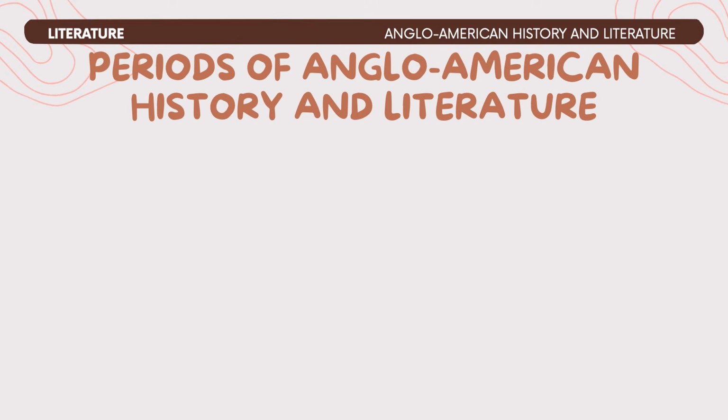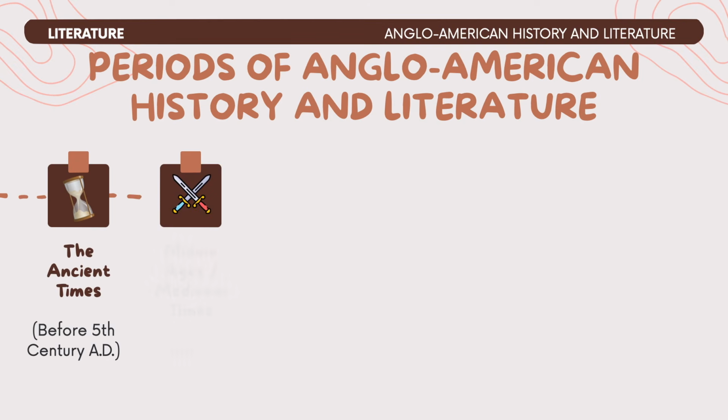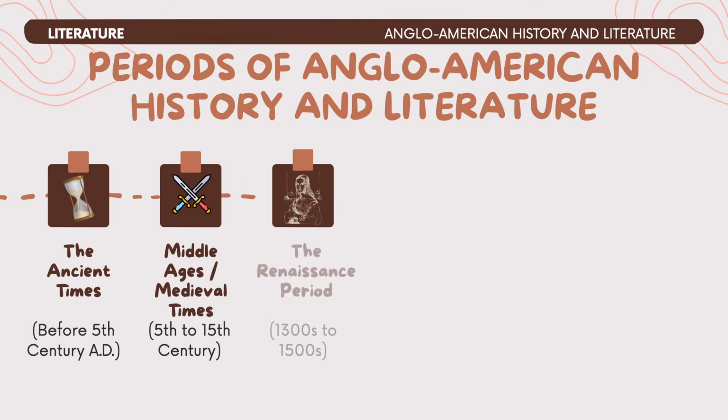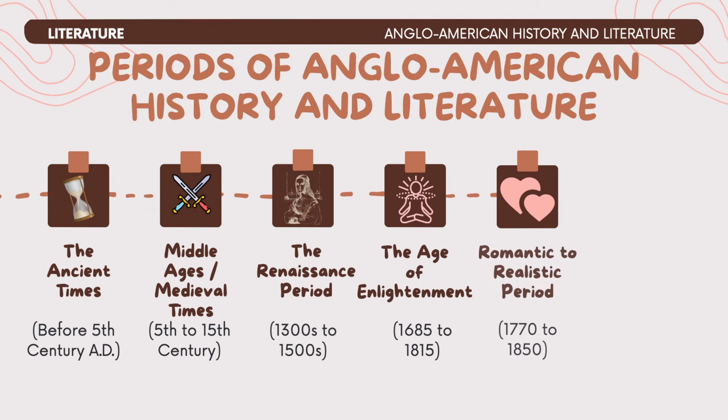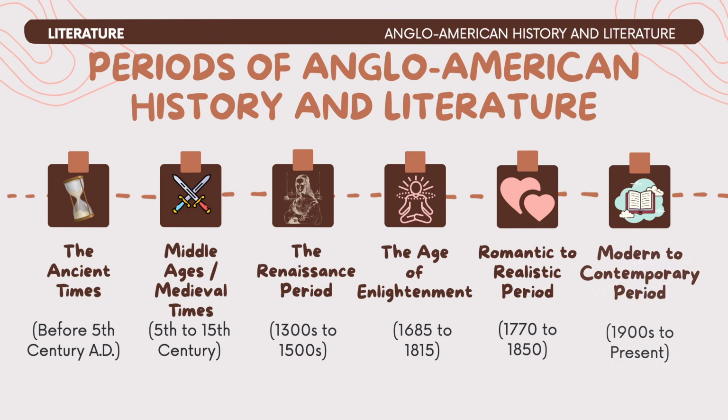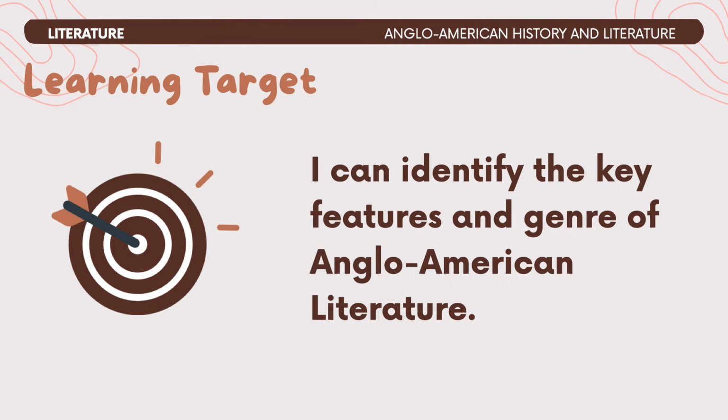To summarize, we have 6 periods in total: the ancient times, the medieval times, the Renaissance period, the Age of Enlightenment, the Romantic to Realistic period, and the Modern to Contemporary period. I hope that you can now identify the key features and genre of Anglo-American literature.